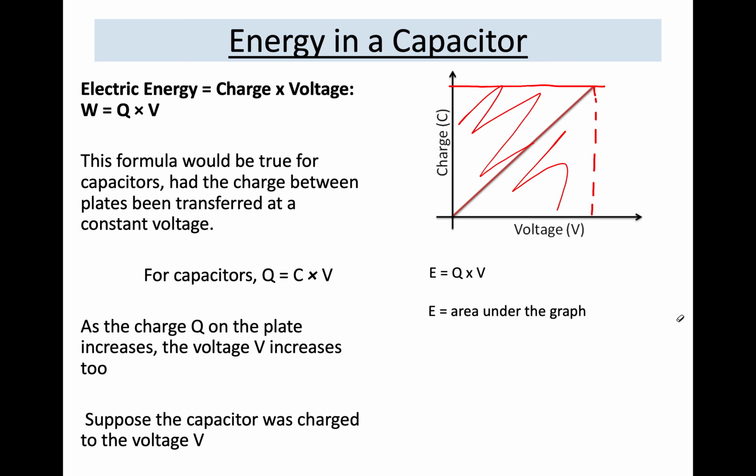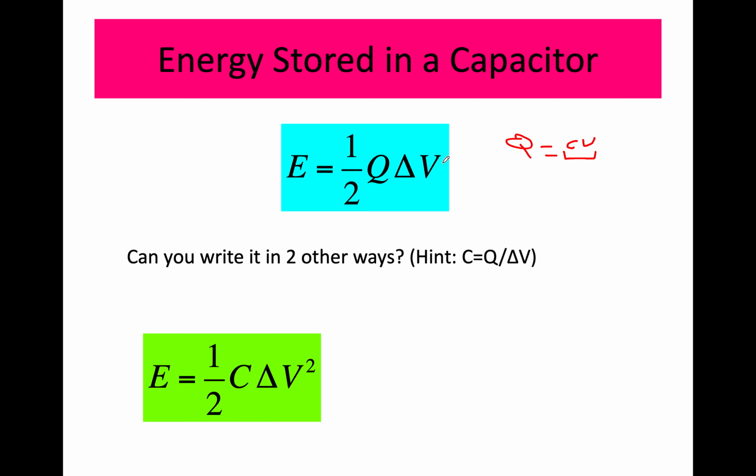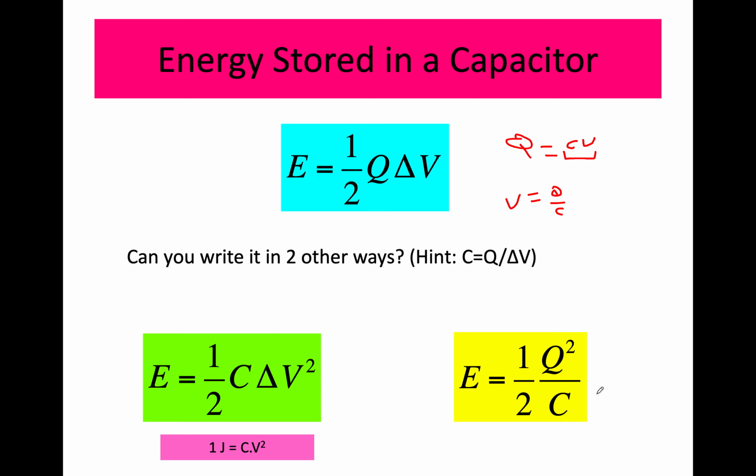So that's where the rule E equals the area under the graph, a half QV, comes from. This is the big rule here. You can combine this with Q equals CV. Instead of Q, I can write CV. CV multiplied by V will give you a half CV squared. And then a half Q squared over C: if I rearrange it to replace V, V equals Q over C, so Q multiplied by Q over C gives Q squared over C. That's how you find the energy stored in a capacitor.